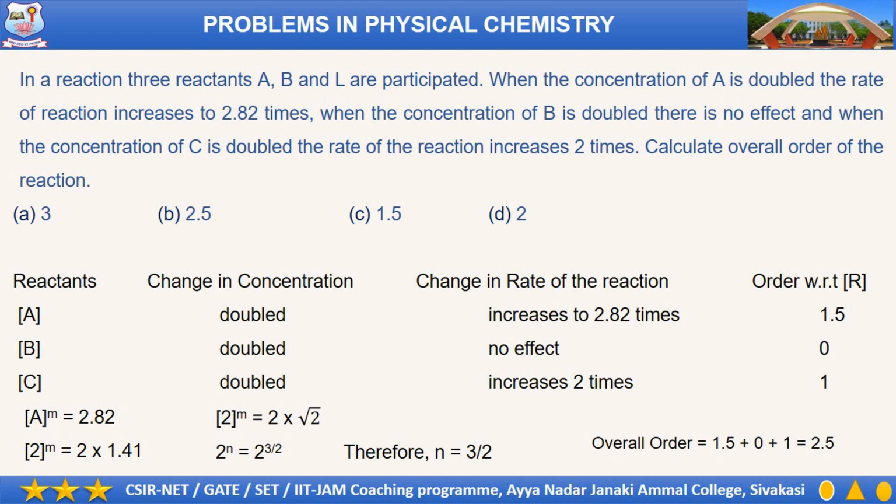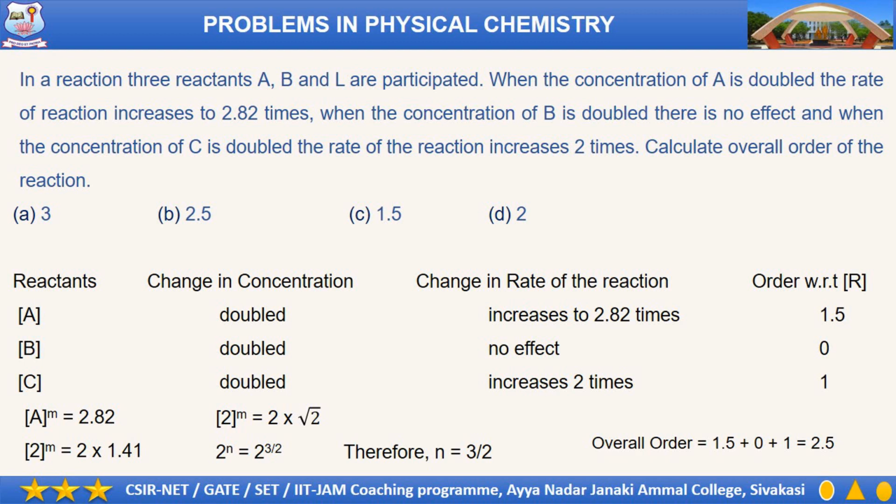Here, the concentration of A is doubled and the rate is increased to 2.82 times. And what is the order with respect to this? It is doubled, therefore 2 power n is equal to 2.82. It can be rewritten as 2 into 1.41. That is nothing but 2 into root 2. It is equal to 2 power 3/2. Therefore, n value is equal to 3/2. Therefore, what is the total order? 2.5 order.